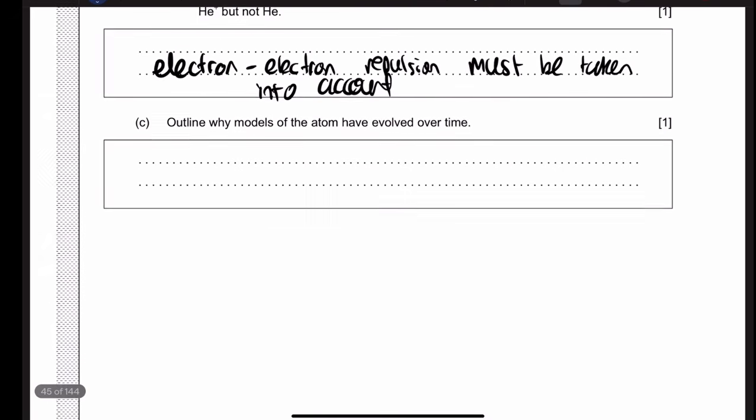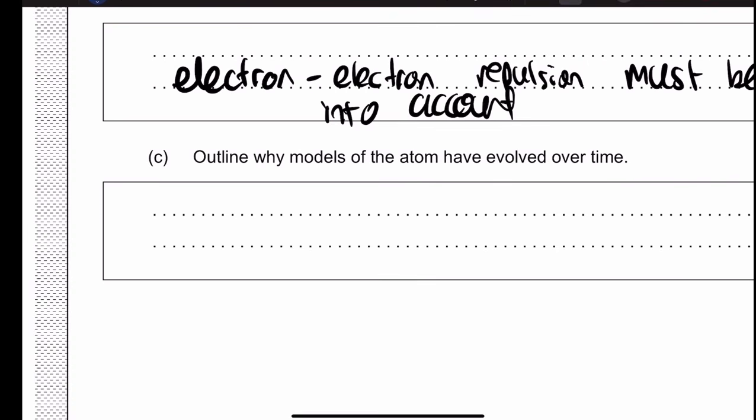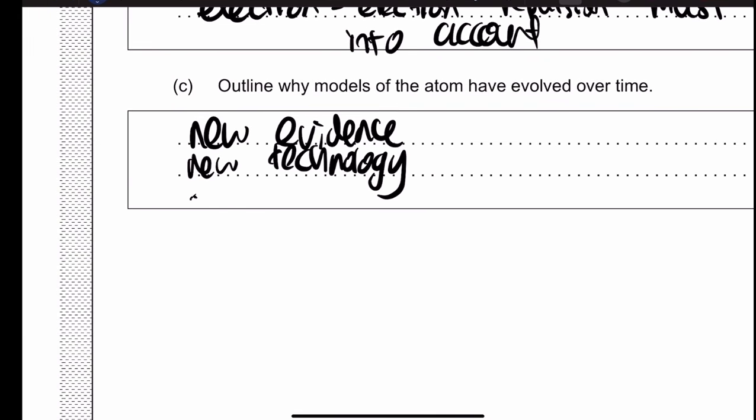All right, outline how models of the atom have evolved over time. Very simple. I've answered this whole question in the SL. I don't know why I did it again, but oh well. So there's new evidence. One reason. What else? New technology. Can't believe this is an actual question they put in the paper. I don't even think this is chemistry. This is more like just logic.